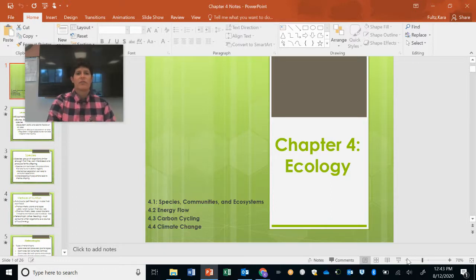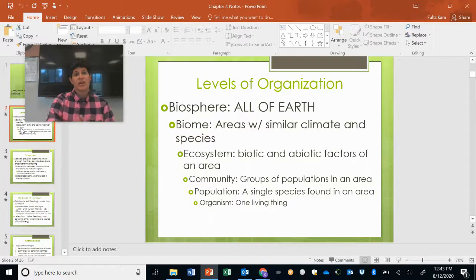Just starting with the first one, the big topic in 4.1 is understanding the levels of organization. How do we as ecologists group things together so we can understand how to categorize them? Are we just looking at living things? If so, that's a population. Or looking at how living things interact, that's a community.